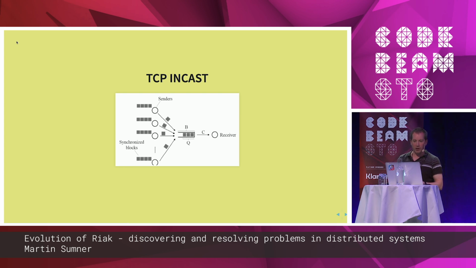And so what was seen when Basho had a customer with very large objects is that this TCP incast would happen frequently. And this is a key problem, because the only real way of resolving it is to have bigger buffers in your switches.